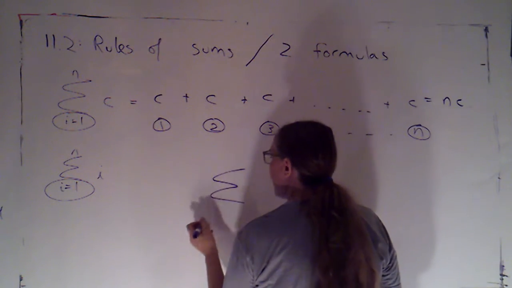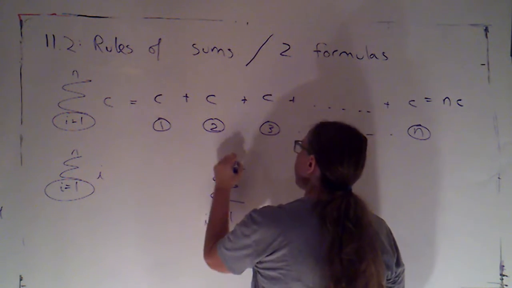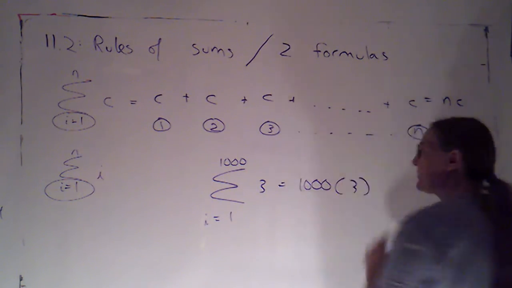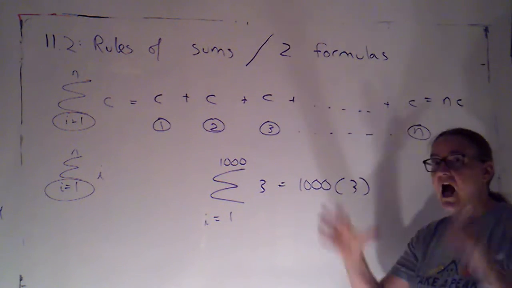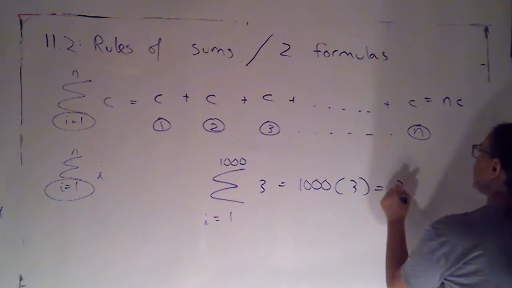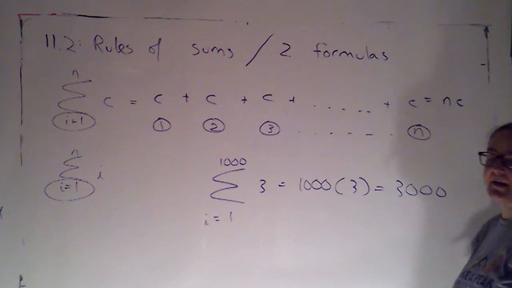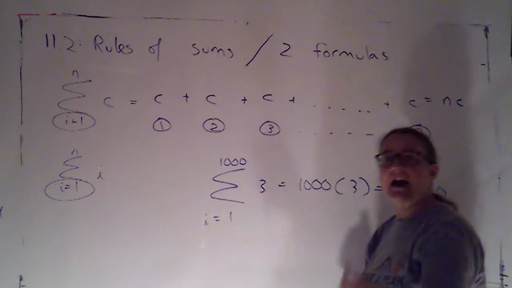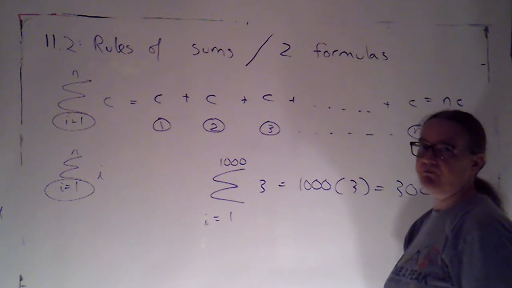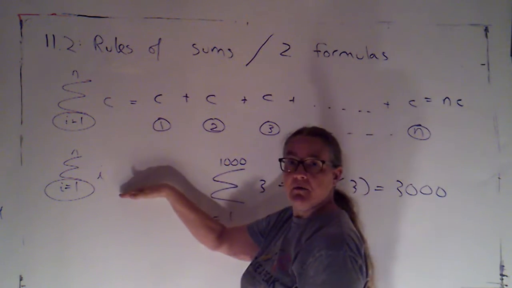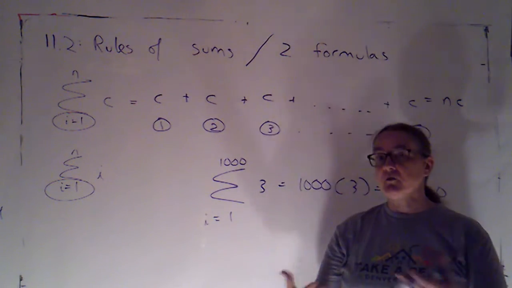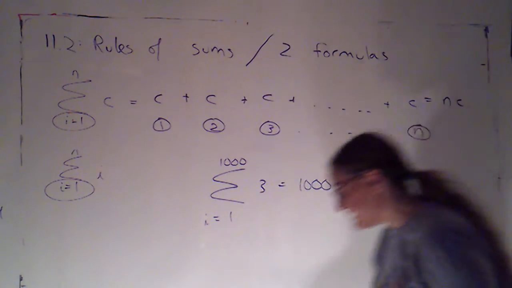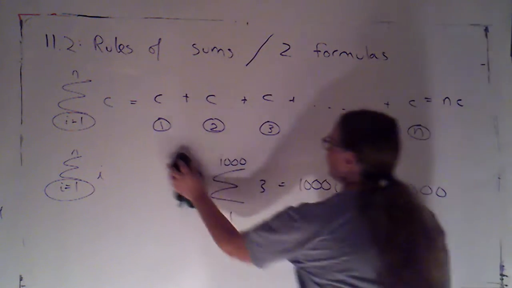As an example, if I had the sum as i goes from 1 to 1,000 of 3, that's just 1,000 copies of 3. It's 3 plus 3 plus 3 plus 3, 1,000 times. 1,000 copies of 3 would give me 3,000. Now, that's where this formula is going to be particularly useful, when you have something where you don't want to have to do this one piece at a time. And once we've covered both of these formulas, we'll be able to start using the rules together with the formulas to evaluate some sums that it would be really, really tedious to do one term at a time.